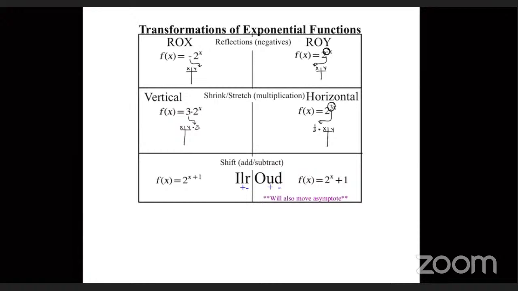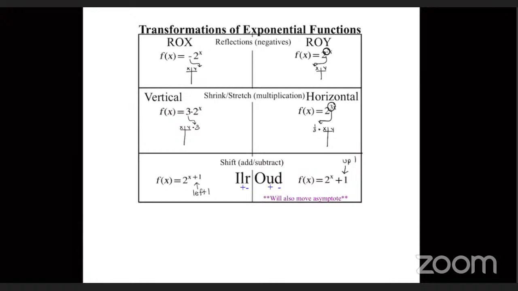And then thinking about our shifts right and left, up and down. If it's inside our function, it will move us right or left. And at this point, remember, I'm just counting on my graph. So if I see this x plus 1 in our exponent, that plus 1 would move our graph, again, opposite for inside, so left 1. And then if that plus 1 was not in the exponent, that would be outside our function, and we would consider that moving it up 1.